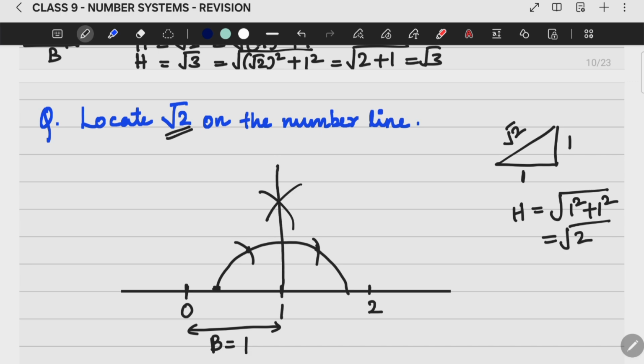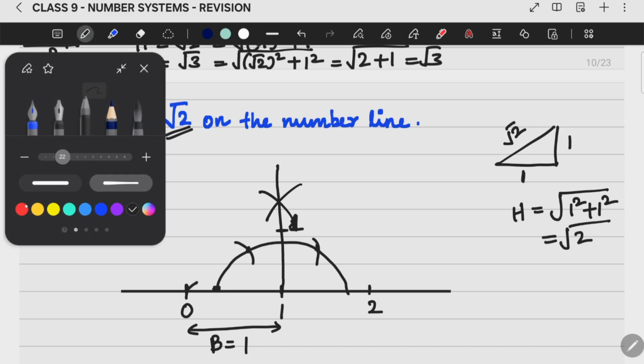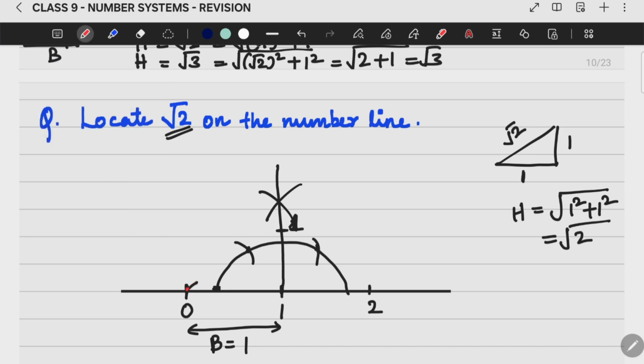So this will be a perpendicular, and then you have to measure 1 centimeter. Suppose this is 1 centimeter. You can mark this as 1 and then join 0 to 1. I'll use a different color. Join 0 to 1 using a scale. Now this is 1, so your base is 1 and this will be square root of 2.